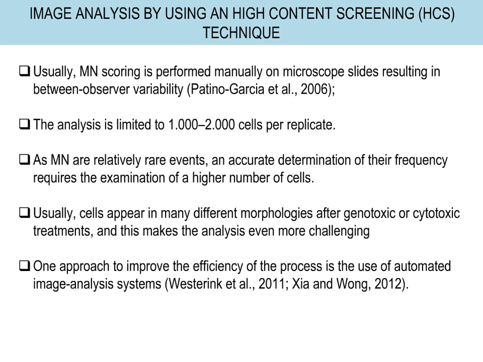For the image analysis, we use a high-content screening technique. Usually, micronuclei scoring is performed manually on microscope slides, resulting in between-observer variability. The analysis is limited to 1,000 to 2,000 cells per replicate. And as micronuclei are relatively rare events, an accurate determination of their frequency requires examination of a higher number of cells. Usually, cells appear in many different morphologies after genotoxic or cytotoxic treatments, and this makes the analysis even more challenging. One approach to improve the efficiency of the process is the use of an automated image analysis system.